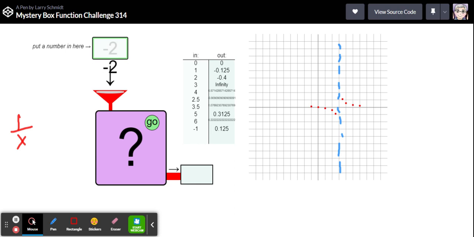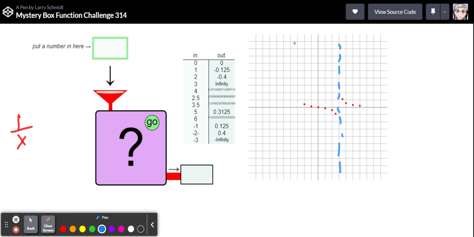How about -2? And -3? Now we're getting another infinity error at -3. So that means we've got another asymptote here. So I think this is a rational function with 2 vertical asymptotes. Interesting. Let's keep going a little bit.